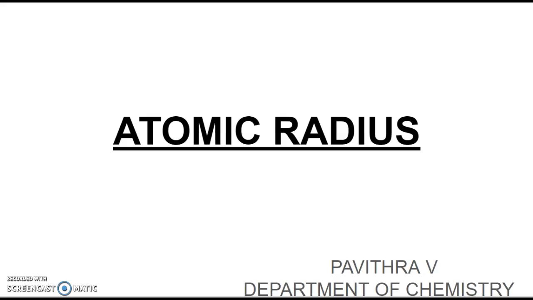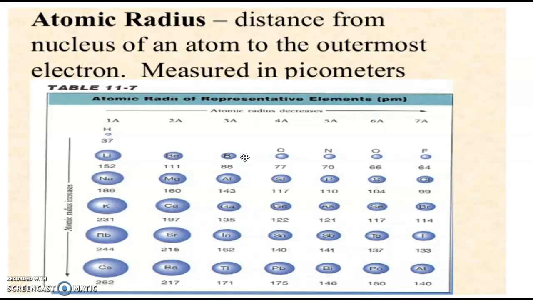Today we are going to discuss a topic called atomic radius. First we will learn what atomic radius is and its effect on the periodic table. The distance from the nucleus of an atom to the outermost electron is called the atomic radius. The outermost electron is nothing but the valence electron, and the nucleus is the centrally situated, positively charged part. The distance between these two gives you the atomic radius. It is measured in picometers.